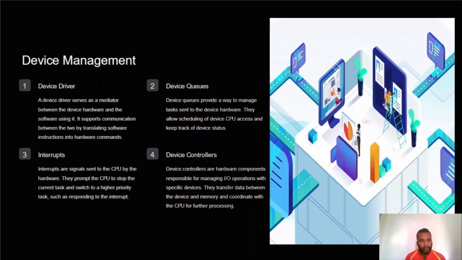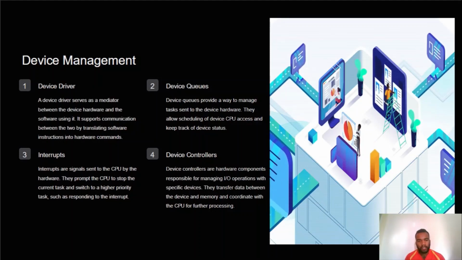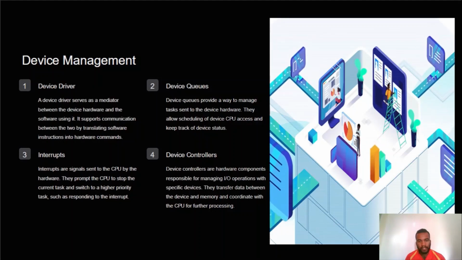Interrupts. Interrupts are signals sent to the CPU by the hardware. They prompt the CPU to stop the current task and switch to higher priority tasks such as responding to the interrupt. Device controllers. Device controllers are hardware components responsible for managing input-output operations with specific devices. They transfer data between the device and memory and coordinate with the CPU for further processing.